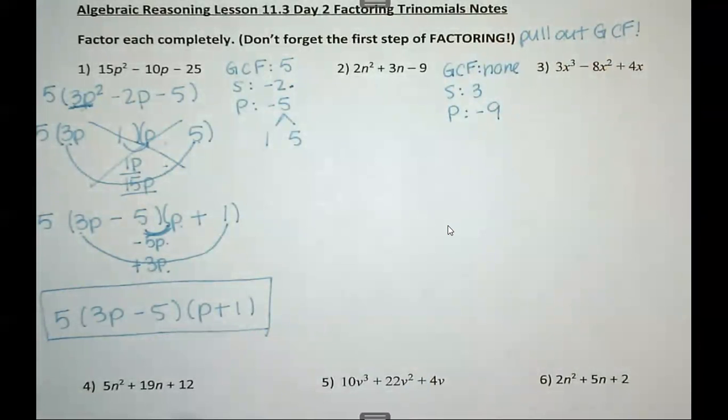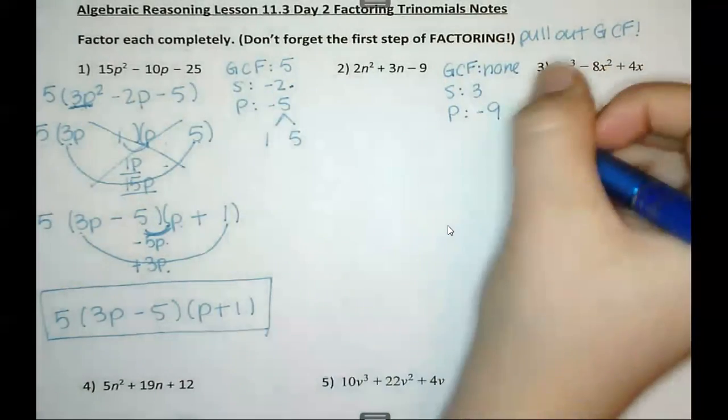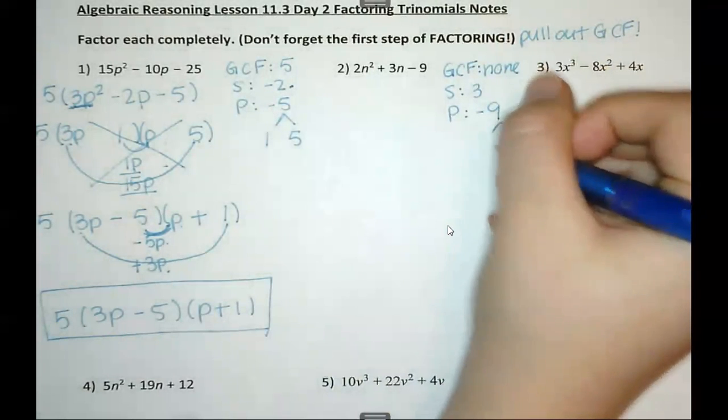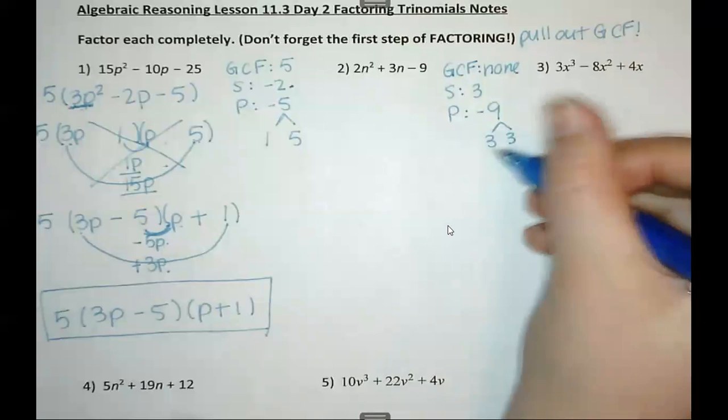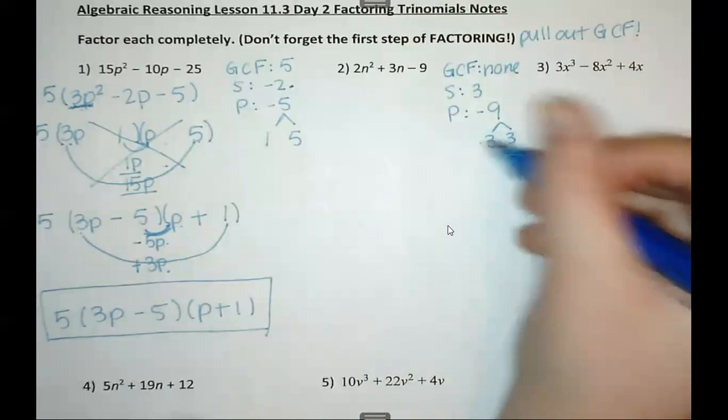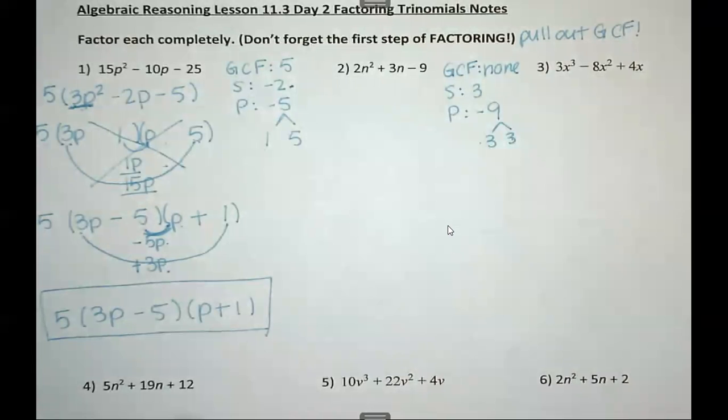All right, so I need something that multiplies to give me -9. Well, the only thing that multiplies to give me 9 besides 1 and 9 is 3 and 3. But one of these has to be negative, and if I make it negative, -3 plus 3, that will give me 0. So that's why we have to use our rule that we talked about in our last question.